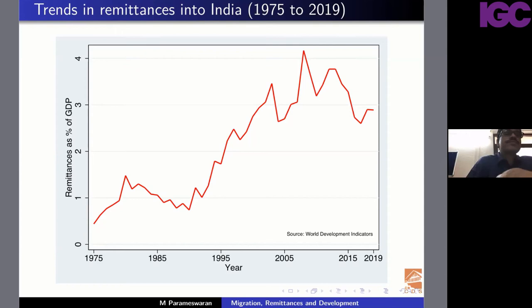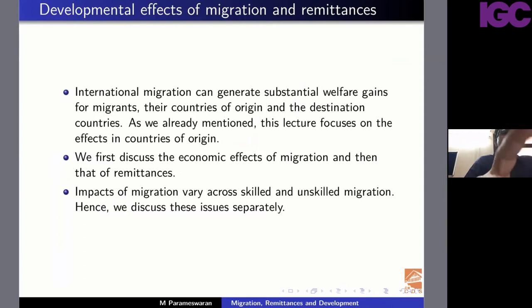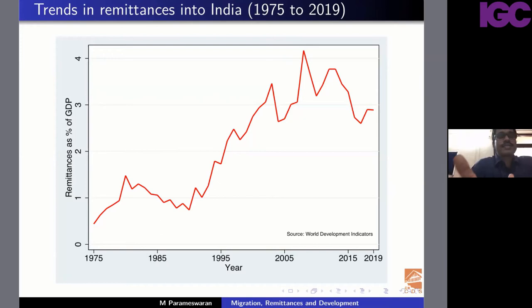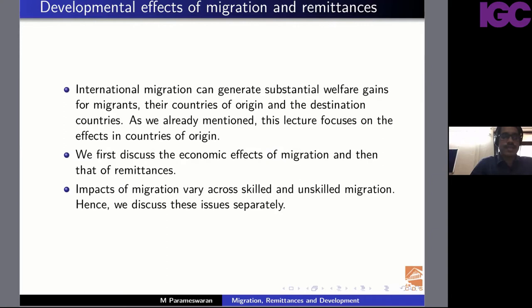Now this is the first part. What we have seen is the trend in migration and the trend in remittances, and to summarize, what we can see is that migration has increased, and in terms of the absolute number of migrants, India, China, and Mexico account for the larger share, and in terms of remittances also. But when we look at remittances as a percentage of GDP, a large number of African countries and countries in Asia account for that. And in India also, migration, as we have already seen, will generate substantial welfare impacts for both the countries of origin as well as the countries of destination.